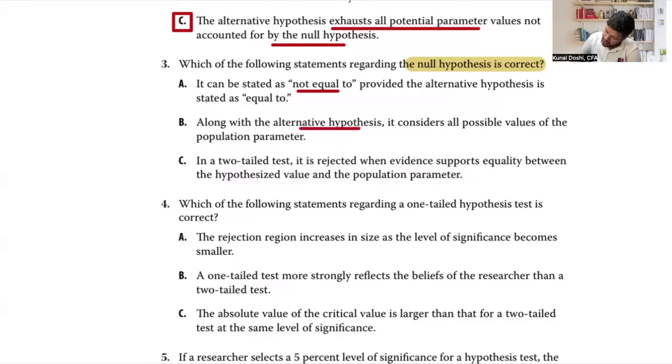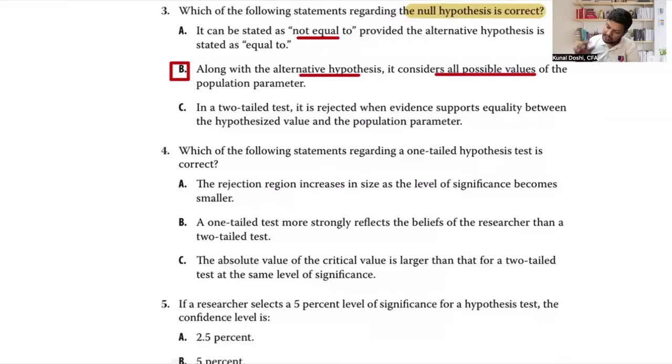Along with the alternative, it considers all possible values of the population parameter. Yes, because as I mentioned in the previous case, the null and the alternative together have all the possible outcomes. So whatever outcomes you do not have in the null, those are included in the alternate. Clear? So the answer is B.